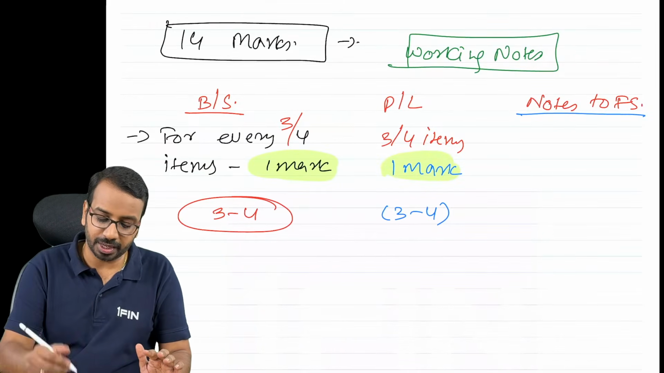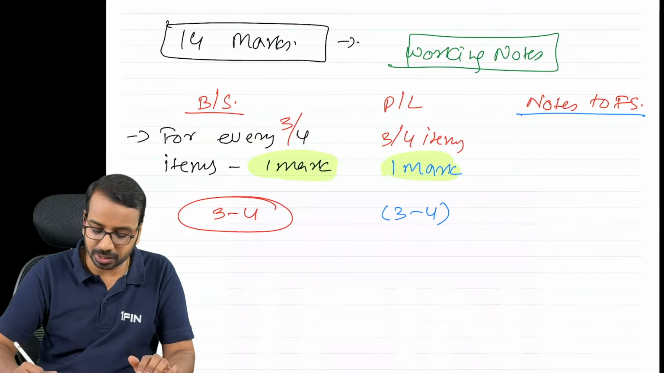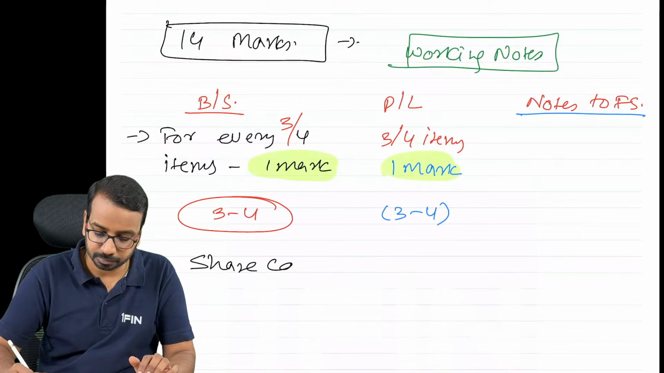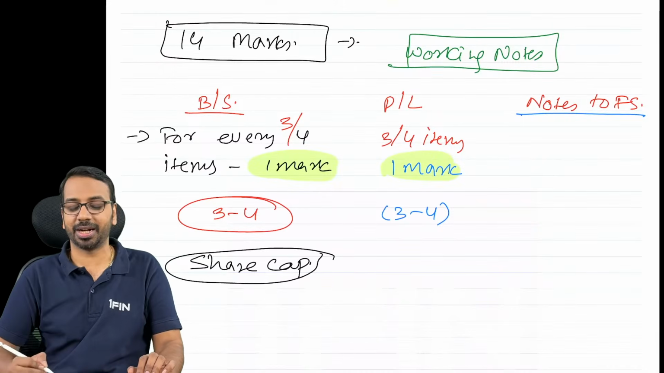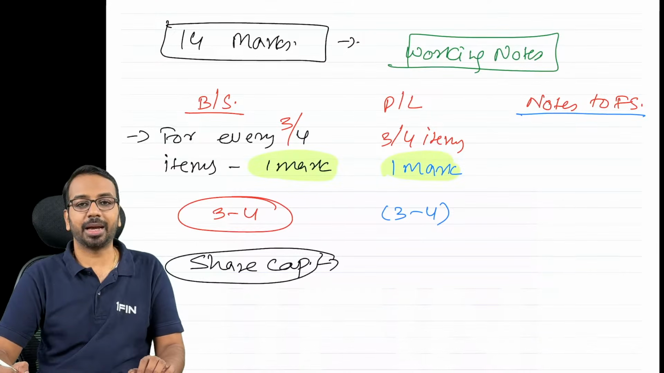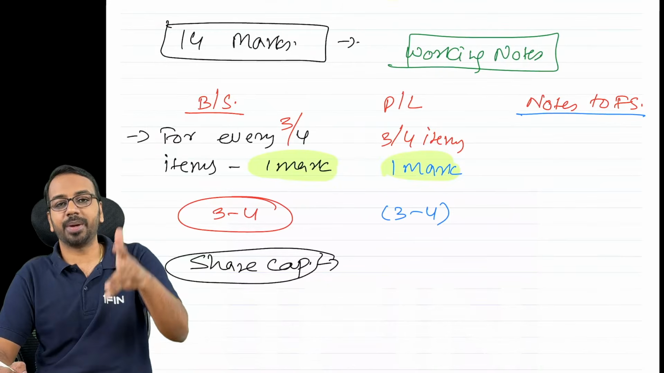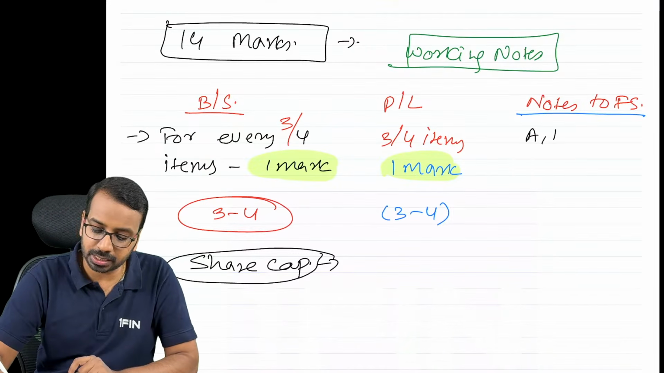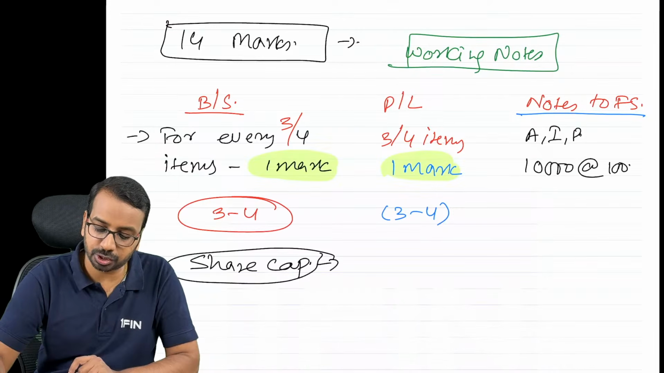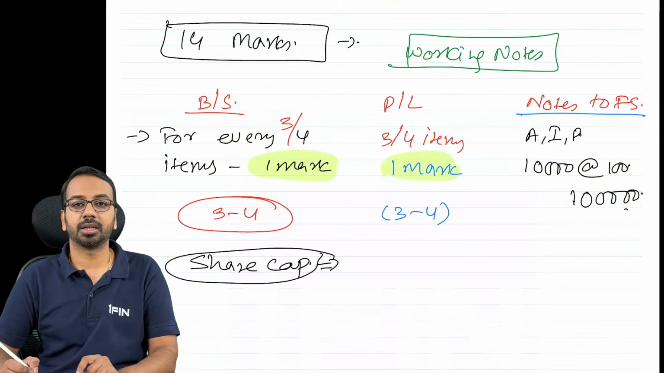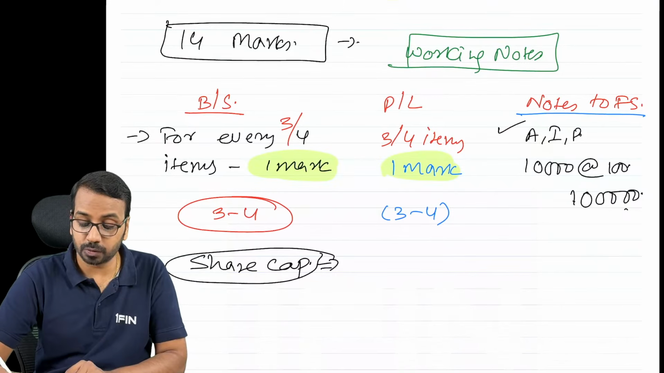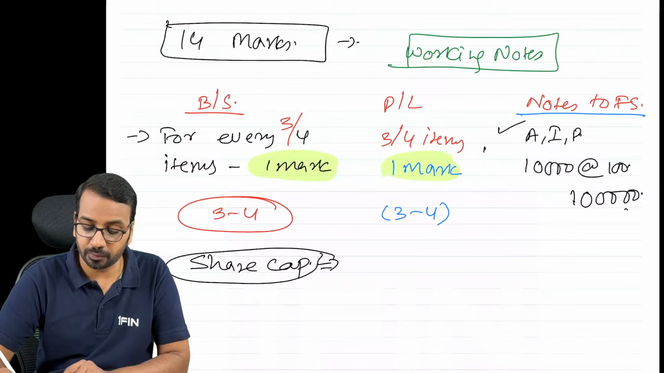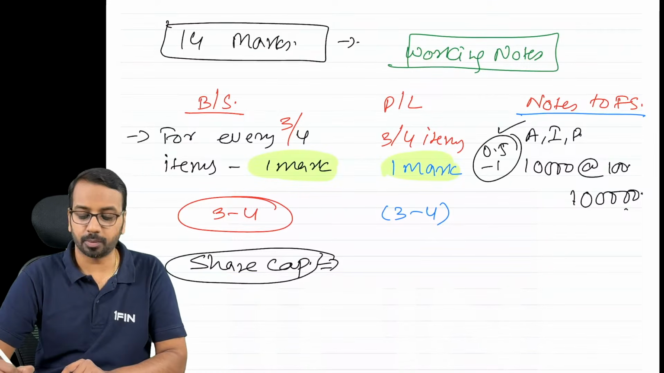So what are these notes to financial statement? Maybe in the balance sheet we have share capital. The breakup of the share capital: authorized, issued, subscribed, paid up. It may be only one item. It may be only authorized, issued and paid up 10,000 shares at 100 each, and you just write 1 lakh. The same 1 lakh you write in the balance sheet. But writing these notes to financial statement will fetch you somewhere between 0.5 to 1 mark.